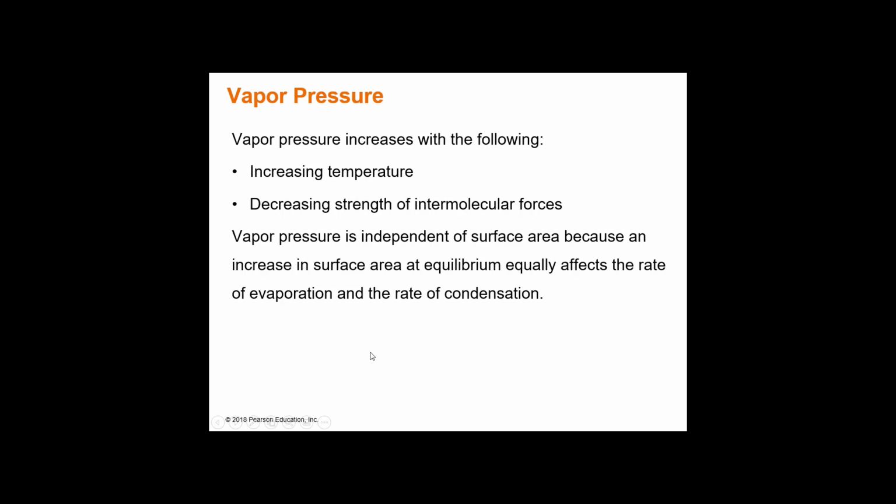Vapor pressure is independent of surface area, because an increase in surface area at equilibrium equally affects the rate of evaporation and the rate of condensation. So when we look at vapor pressure, we're interested in the temperature. If you remember going back to gases, we would have to look up the vapor pressure of water at a given temperature to account for it if we were doing a reaction in water.